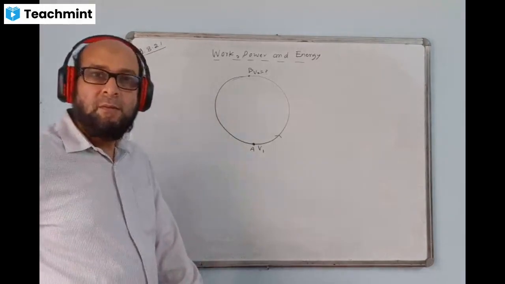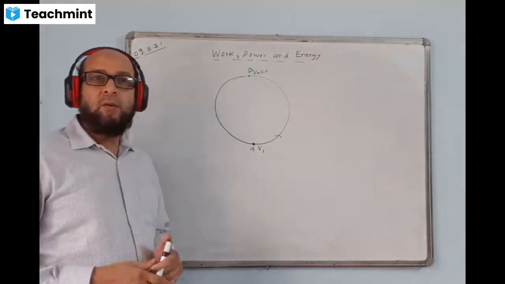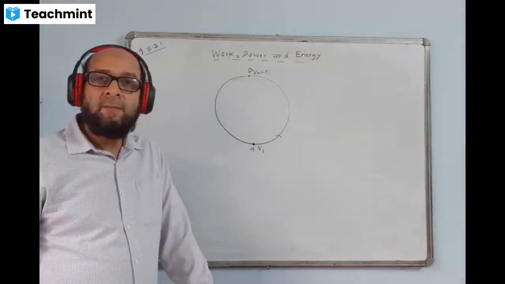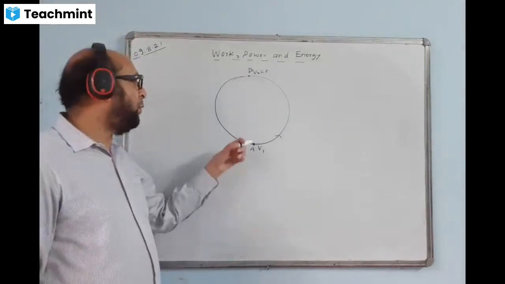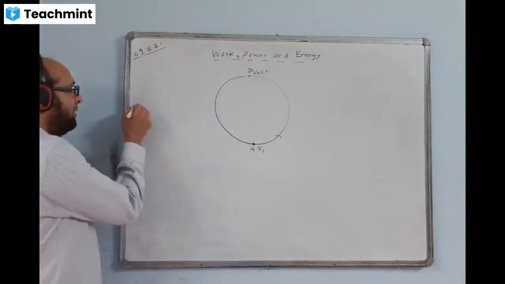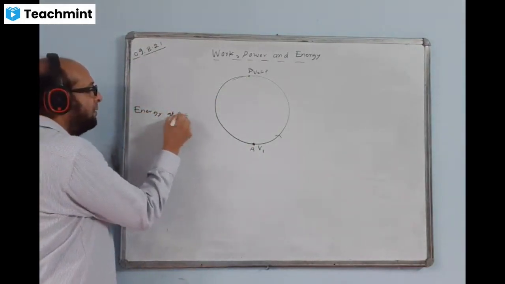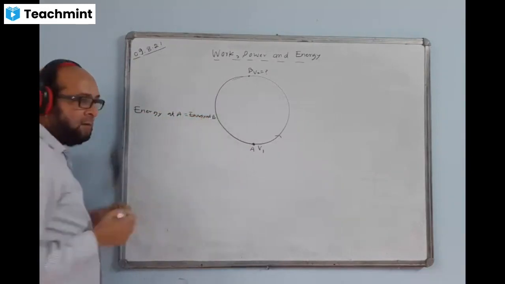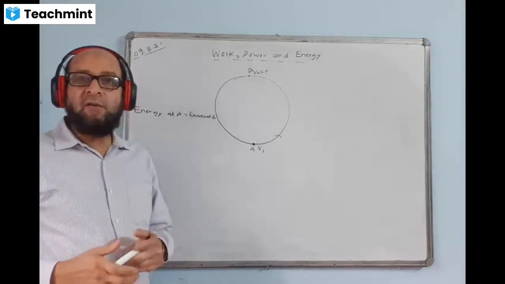Anybody? No idea. Okay. If the speed at one point is known and we want to know the speed at another point, we make the energy values equal. Energy at point A and energy at point B will be equal. Energy at A equals energy at B, of course neglecting friction.